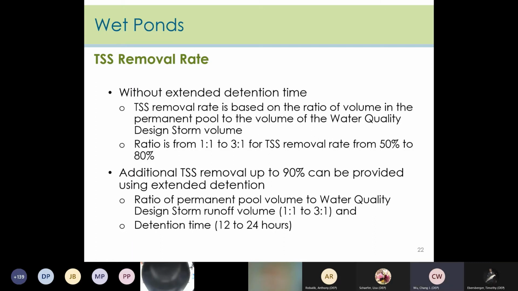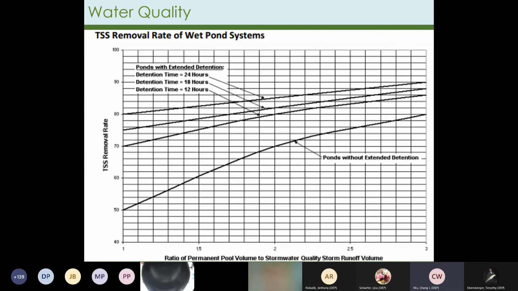But the difference is that the curve is different for the wet pond. And here is the curve. You can see that the lowest curve is the wet pond without extended detention time. The curve is based on the ratio of permanent pool volume to the stormwater quality runoff volume. And the three curves above are for a wet pond designed with different detention times.